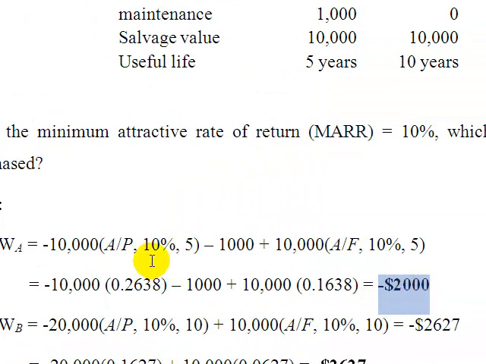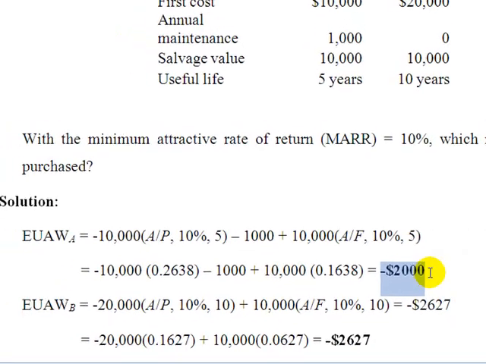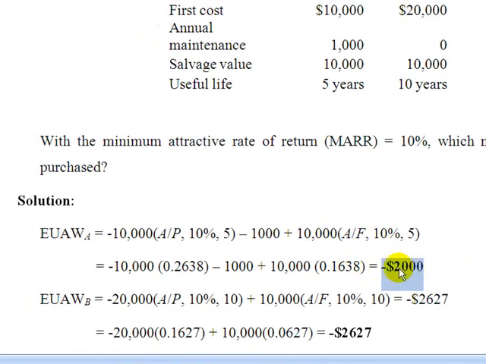So we did this problem for machine A for 5 years. Considering the machine life of 5 years, our equivalent annual worth, which has to be negative because most of it is cost, is minus 2,000. And we are replacing machine A after 5 years with another machine A, but that will not change our equivalent annual cash flow. That will be minus 2,000 for the next machine as well. So that sounds good so far.